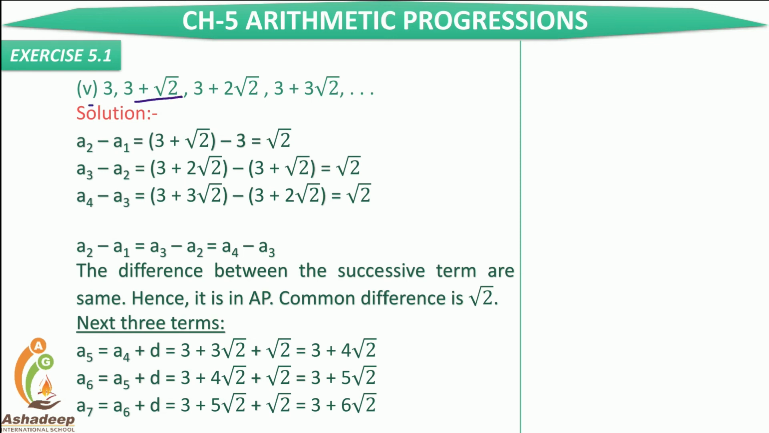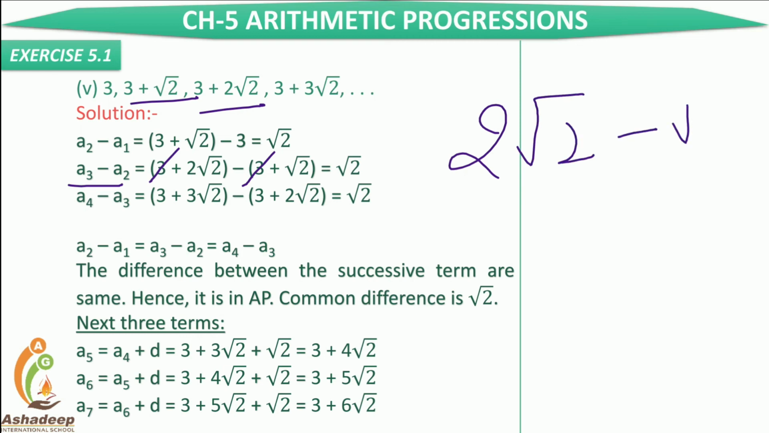3 plus 2 root 2, 3 plus root 2, 3 plus 2 root 2, 3 plus 3 root 2. Right, see here, a2 minus a1, so 3 plus root 2 minus 3 is nothing but root 2, because 3 minus 3 is 0. Now a3 minus a2, again 3 minus 3 is 0. Now 2 root 2 minus root 2, because minus into plus becomes minus.